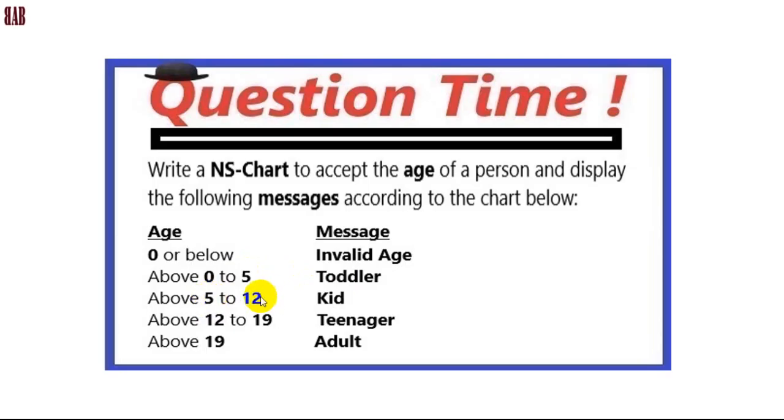Anything more than 5 up to 12, we are going to say kid. Anything more than 12 up to 19, you're going to say teenager. And anything more than 19, we are going to say adult. So this is a slight variation to the previous one. So let's see how to do this.